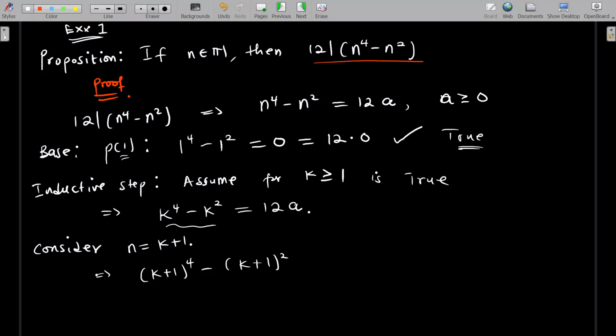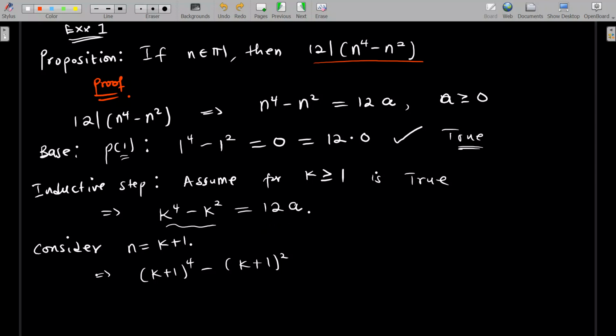But for this one, let's try to go through it together to make sure that we all understand what I'm going to do here. So we want to write this in such a way that after expanding these guys, I will get some terms that will be multiples of 12. Okay, so I'll get some terms that will be divisible by 12.